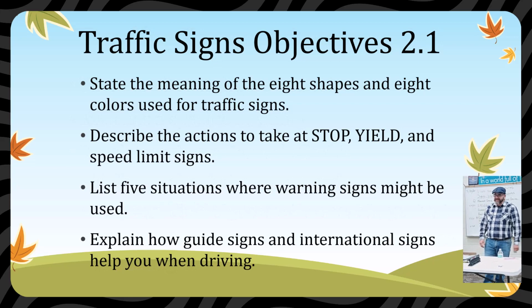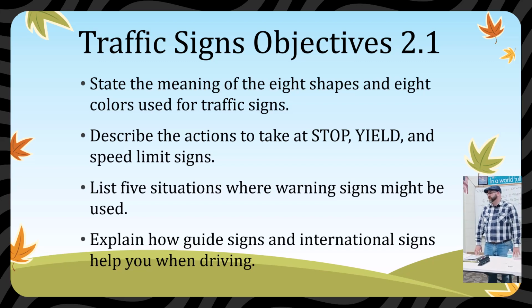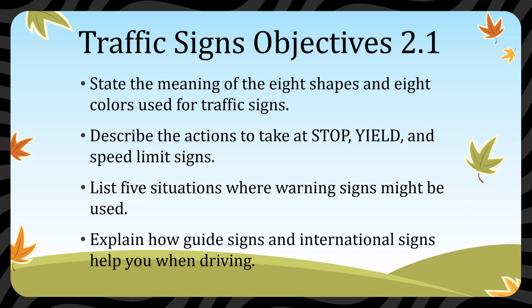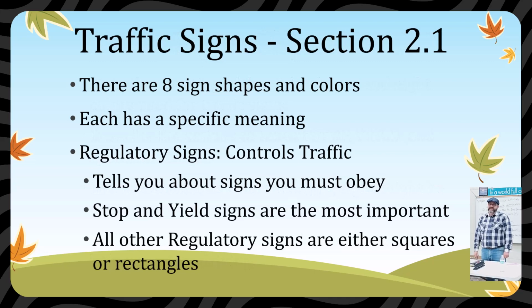Our objectives, just so you know: I want you to know the shapes, I want you to know the colors, I want you to know the different actions that you have to do. We'll talk about different situations and stuff like that, and you've got to be able to understand and explain these, okay? Because there are U.S. signs, and if you go to say Canada or Mexico or other countries, you'll need to know those. Those are our objectives for today. Signs too. These are what we're going to cover real quick.